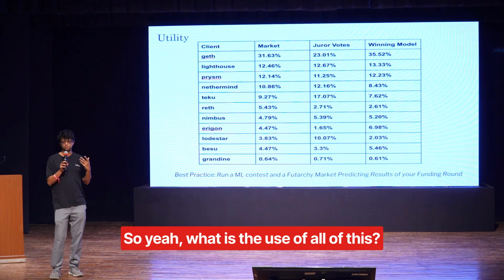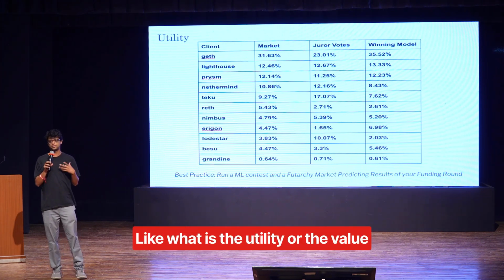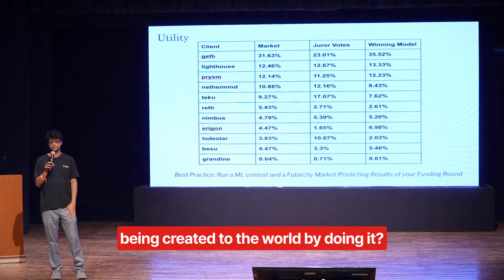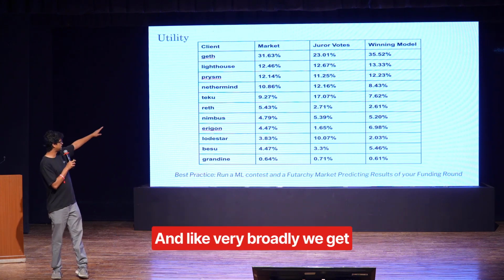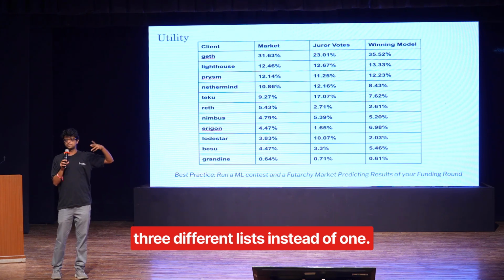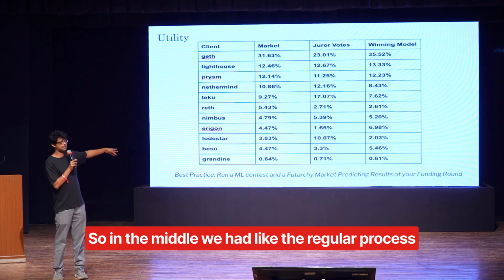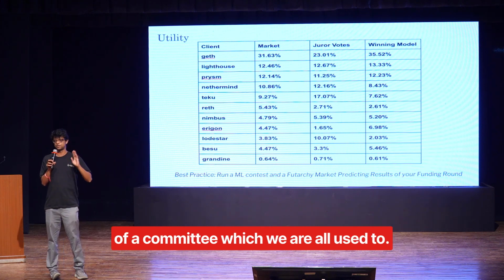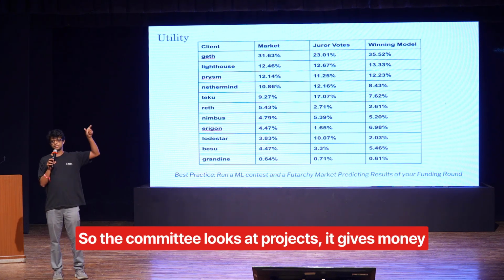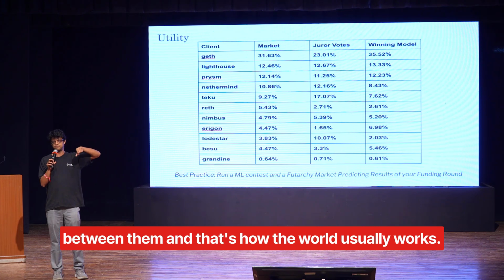So yeah, what is the use of all of this? What is the utility or the value being created to the world by doing it? Very broadly, we get 3 different lists instead of 1. So in the middle, we had the regular process of a committee, which we are all used to. The committee looks at projects, it gives money between them, and that's how the world usually works.